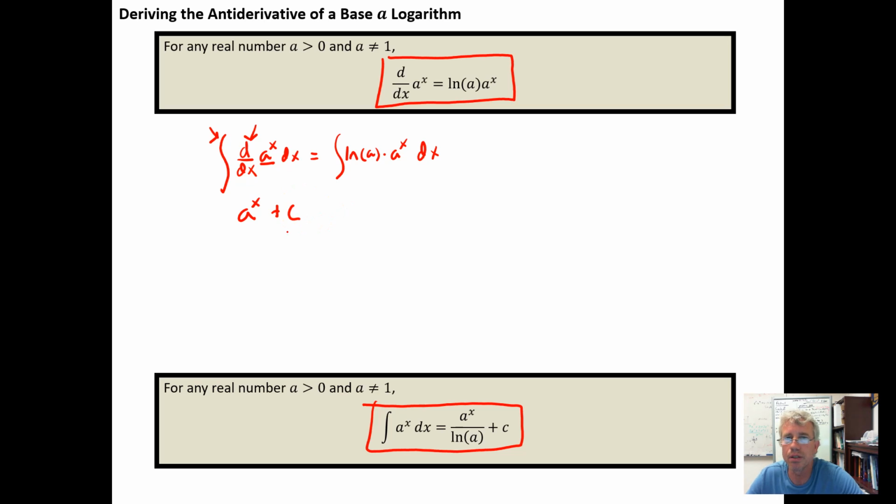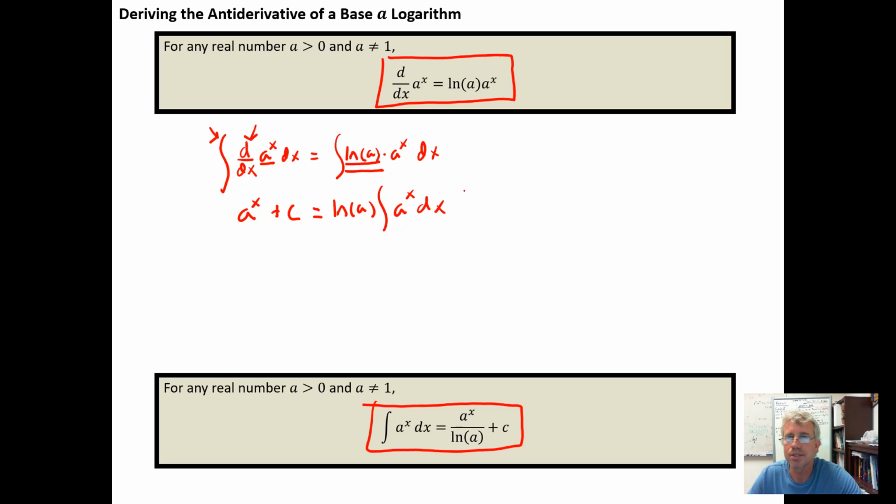And so this is going to equal, we have the antiderivative of the natural log of a times a to the x dx. And what we want to recognize here is that the natural log of a is just a constant. It's just a real number. And because it's just a real number and doesn't have a variable, it can be factored out of the integration or summation that's happening when we take an antiderivative.